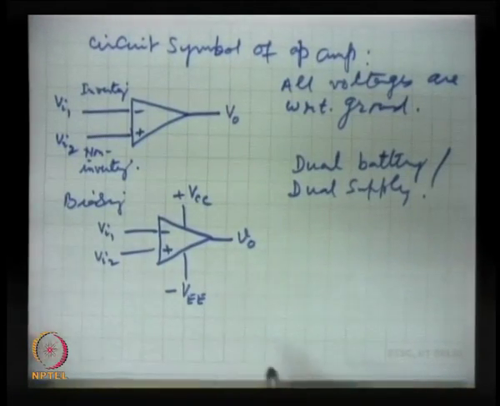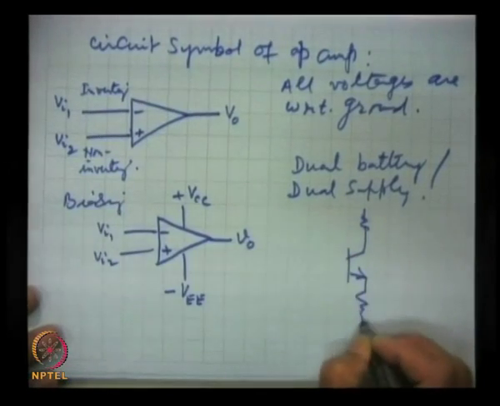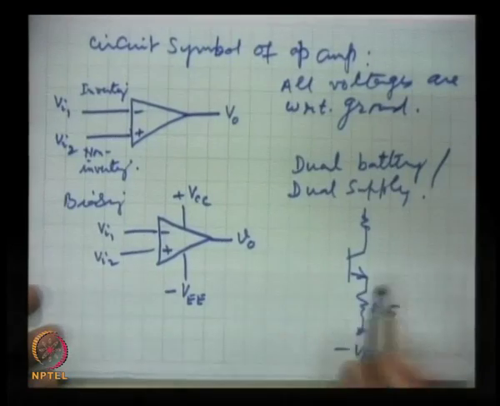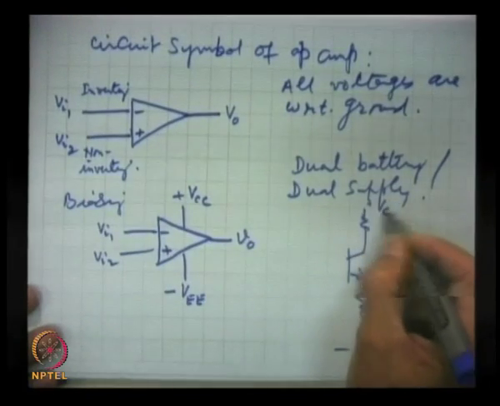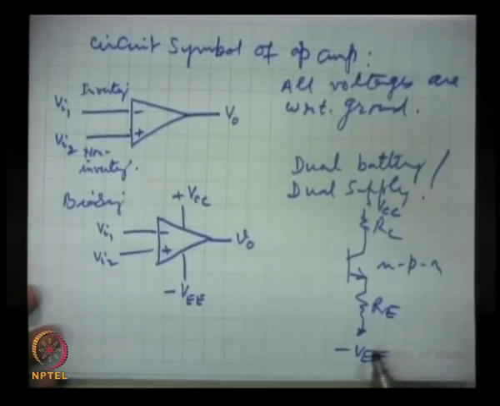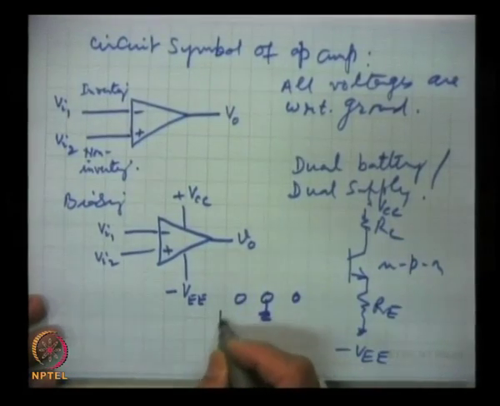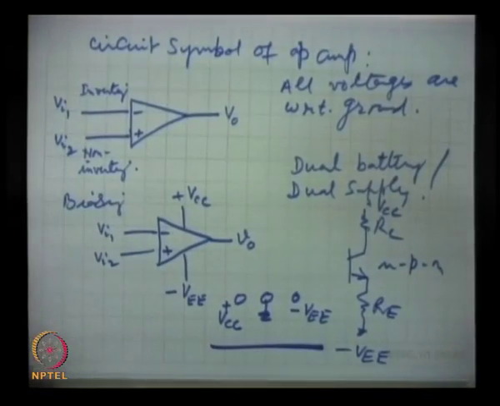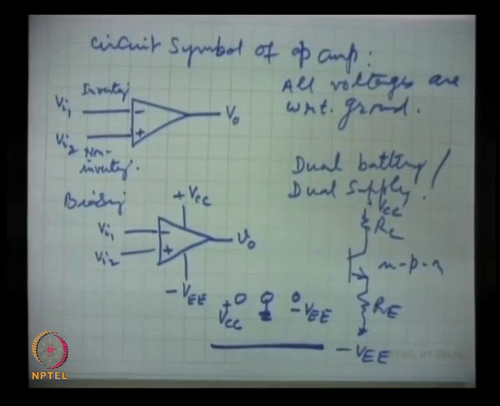For example, in the transistor, you remember this, minus VEE, this is RE, this takes care of forward biasing, this is an NPN transistor. So, this will forward bias the emitter junction and this will reverse bias the collector junction. So, dual power supply, that is with respect to ground, there are these voltages, this is plus VCC and this is minus VEE. This is the dual supply. There is no condition that both these voltages have to be identical, but in practice they are used identical.